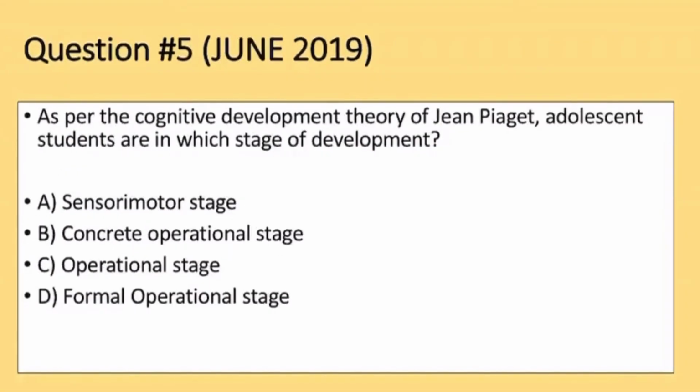Fifth question, as per the cognitive development theory, adolescent students are in which stage of development? Just now we saw that there are 4 stages, sensory motor stage, pre-operational stage, concrete operational stage and formal operational stage. The age range for formal operational stage is 12 years and above, which marks the period of adolescence. So option D is the right answer.